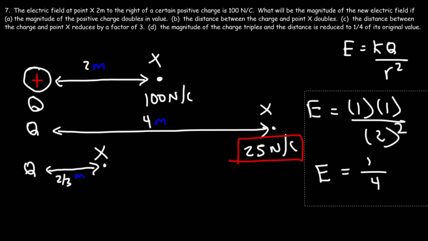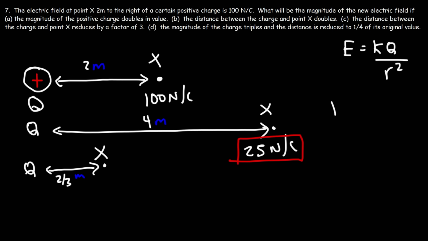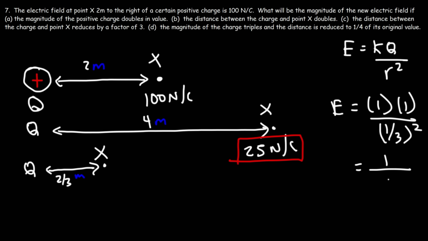So let's use this formula again. For part C, K and Q doesn't change. R is now 1/3 of its original value. 1 times 1 is 1, 1 squared is 1, 3 squared is 9. Now we need to multiply the top and the bottom by 9. 1 times 9 is 9. 1/9 times 9, the 9's cancel, we get 1.